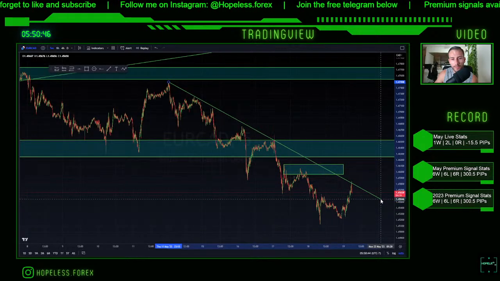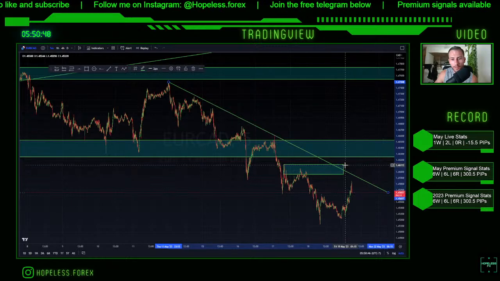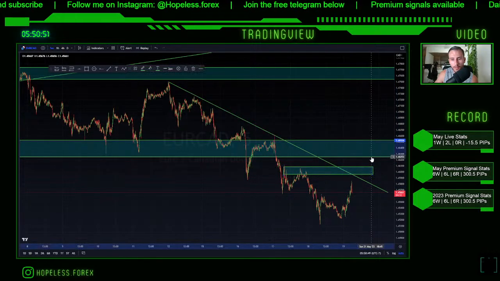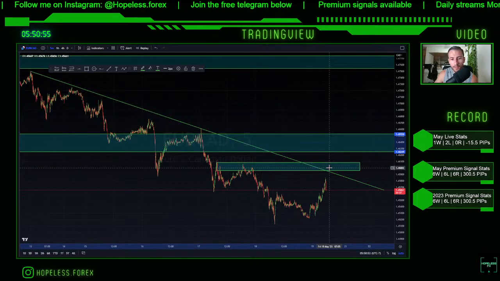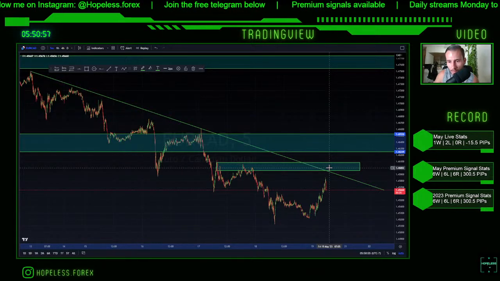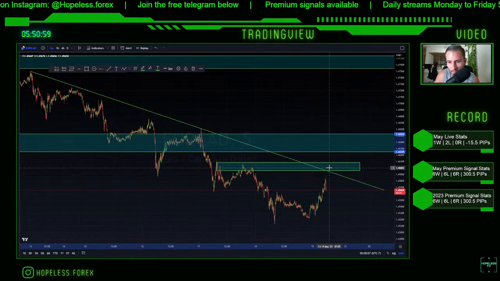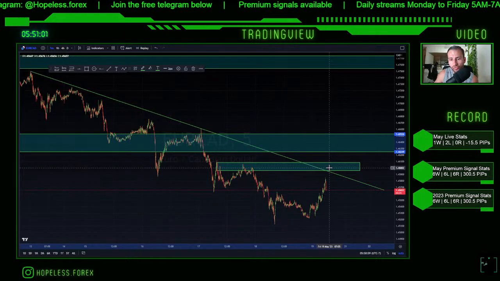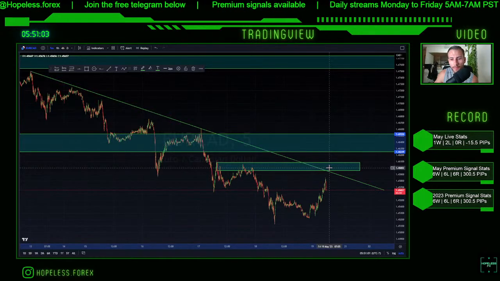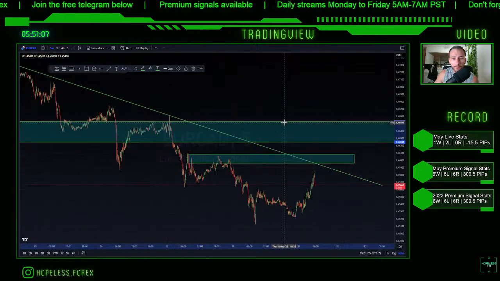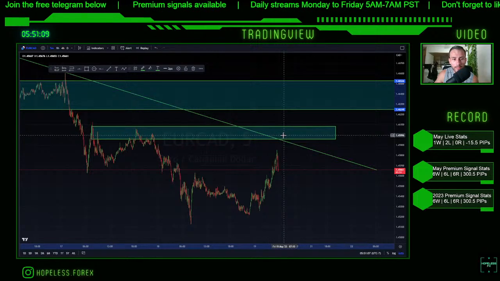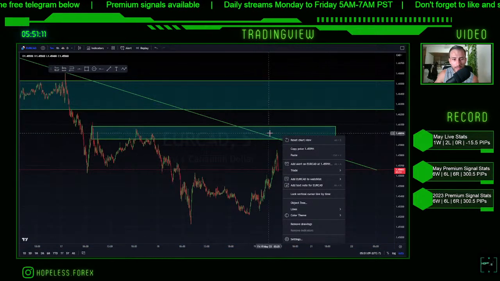Nice continued dump on price action. Could be good for a sell here. Price would need to increase another 35 pips, but I think, yeah, I would get in this sell. We're gonna add an alert here.